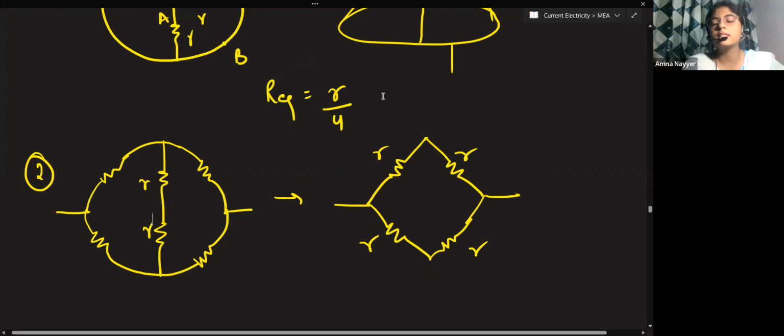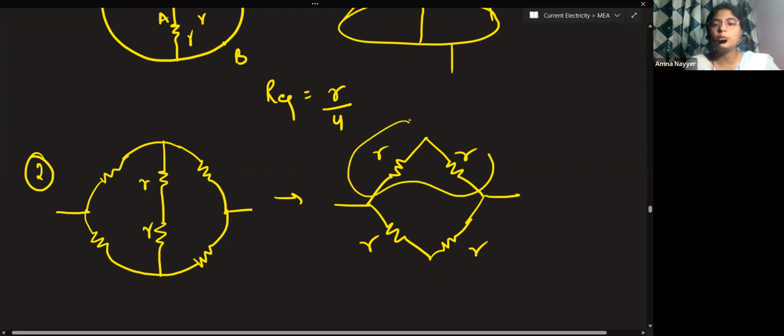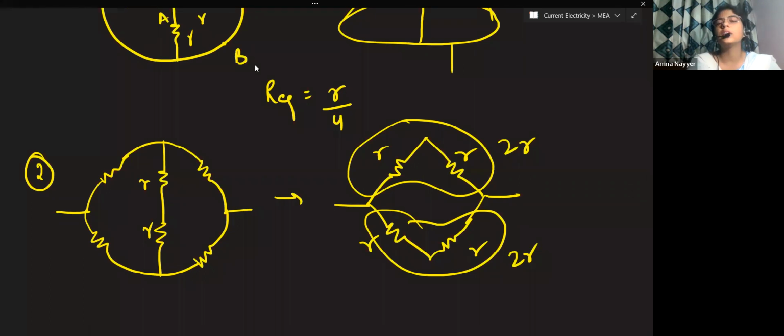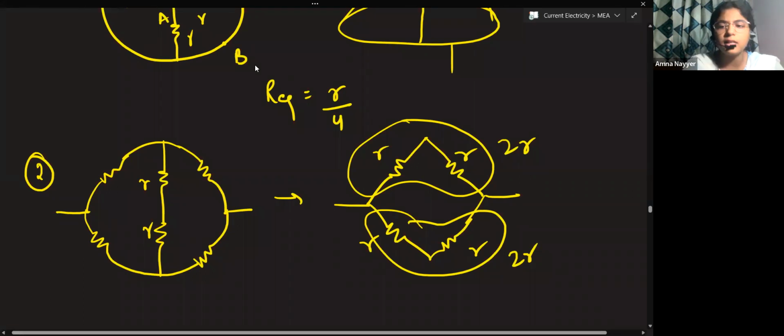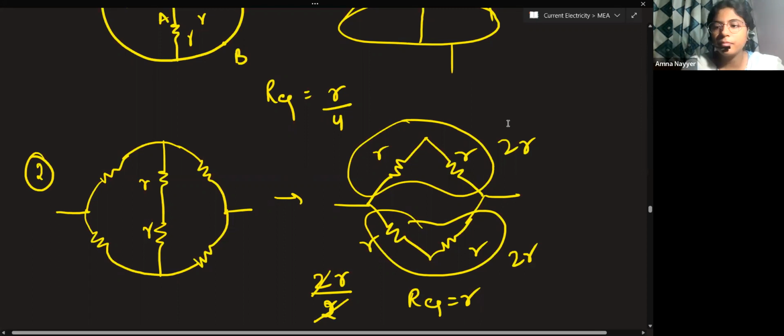So the answer for this. See, this becomes 2R, and this will also be 2R. The 2R resistors are connected in parallel. What did I tell you? Whenever two identical resistors are connected in parallel, just divide by 2. So 2R divided by 2 gives what? The 2 gets cancelled. R equivalent is small r. So small r was the answer for the second part.